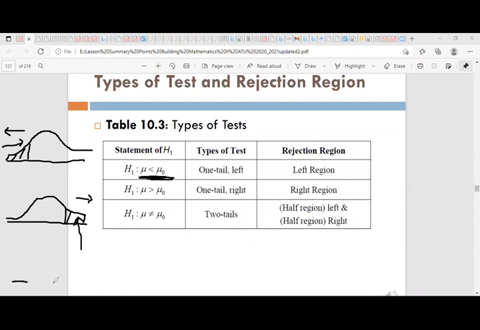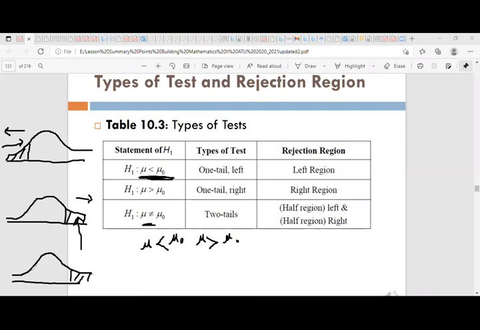Then for a two tail, two tail is when we have not equal to. When somebody says not equal to, it means it is either less than or greater than. So when you say not equal to, you are saying that mu is either less than mu naught or mu is greater than mu naught. So we have two scenarios. Not equal to can mean it is either less than or greater than. So we can have these two scenarios here. So that will give us what?